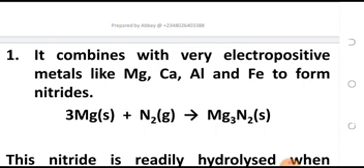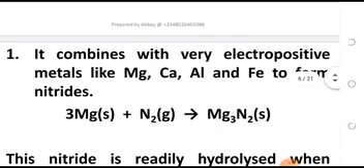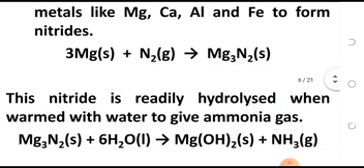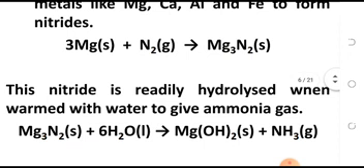So these are the kind of metals that can react with nitrogen to give us the nitride. Magnesium is used here as an example to give us magnesium nitride. This is readily hydrolyzed when warmed with water to give us ammonia gas, as you can see in the equation there on the screen.